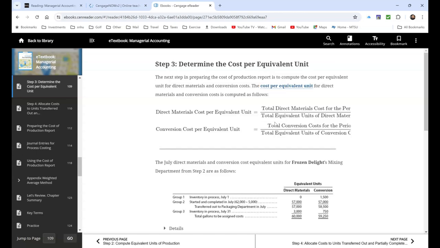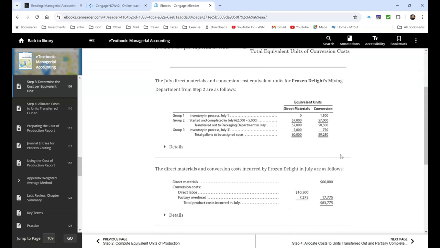And then each unit is going to get that in addition to the material cost. And that really is the main process of this. And you can see here, now you'll have to maybe scroll over, but the direct materials cost per equivalent unit is the total direct materials cost for the period divided by the total equivalent units of direct materials. In this case, because we're adding all the materials at first, that's going to be a full equivalent. But the conversion cost per equivalent unit is going to be the total conversion cost for the period divided by the total equivalent units of conversion, which we've determined to be 59,500.